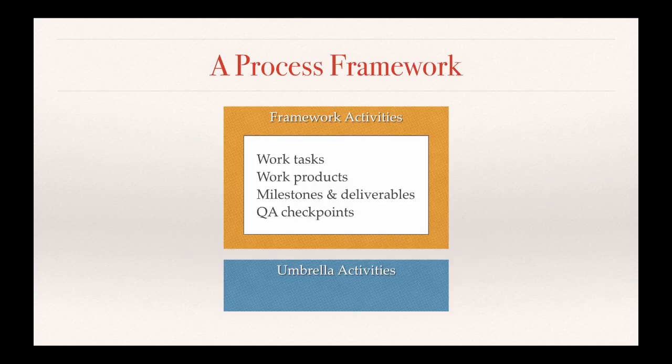This slide is meant to give you a quick idea of what's involved in a process framework. Typically, you have a sequence of framework activities which can be accomplished relatively independently of one another. Within each activity, you have tasks to accomplish, work products to create, you have milestones, and you have quality assurance checkpoints to ensure that you're on track for building a high-quality product. In addition to these framework activities, you have umbrella activities. They're called umbrella activities because they have to be carried out during every single framework activity, so they cover or serve as an umbrella for all the activities in the process.